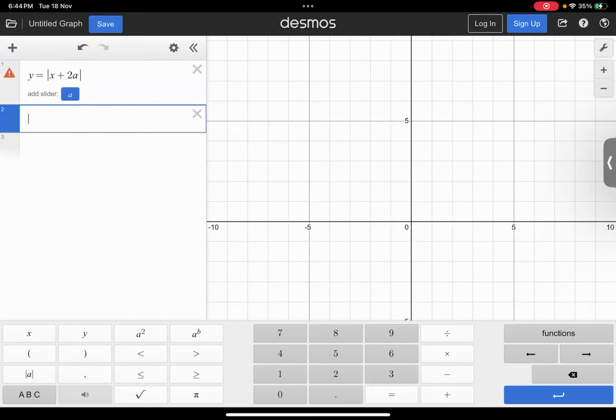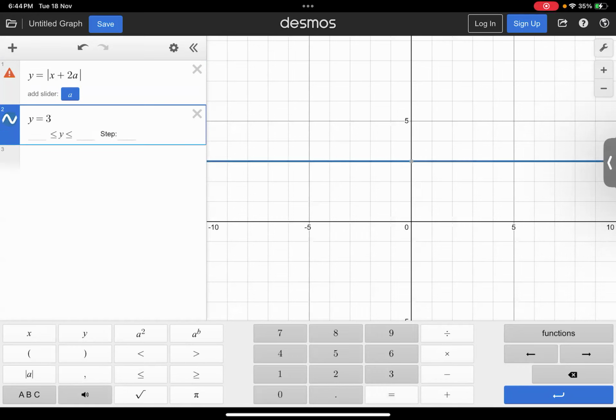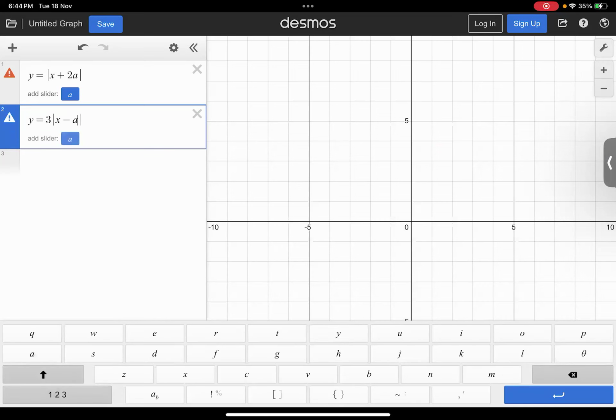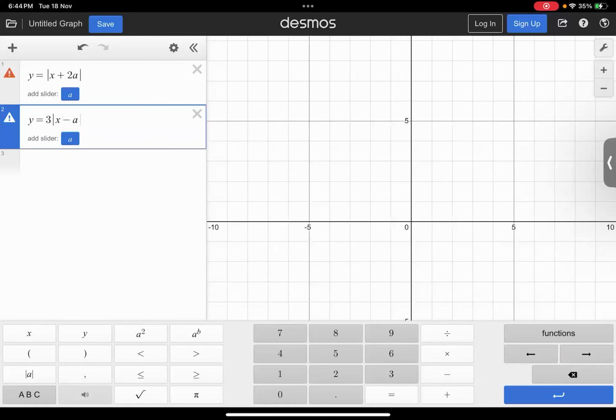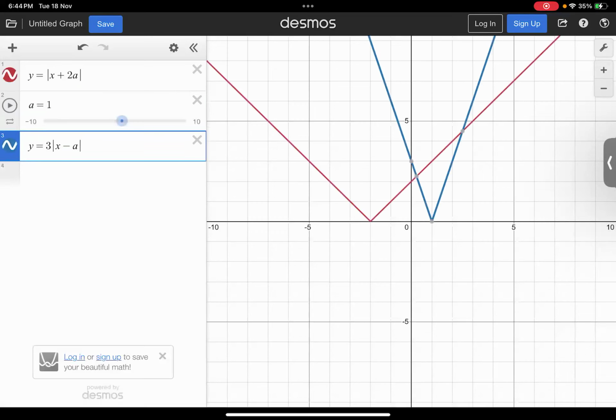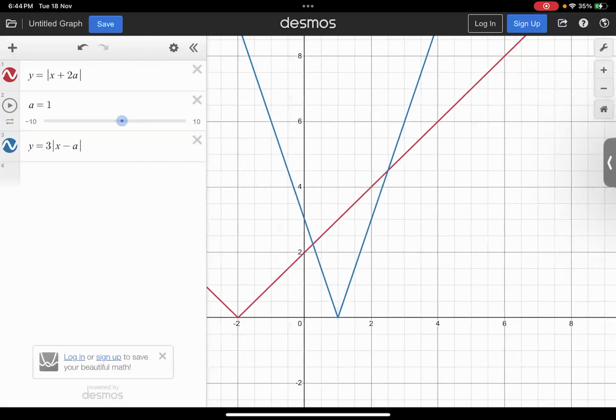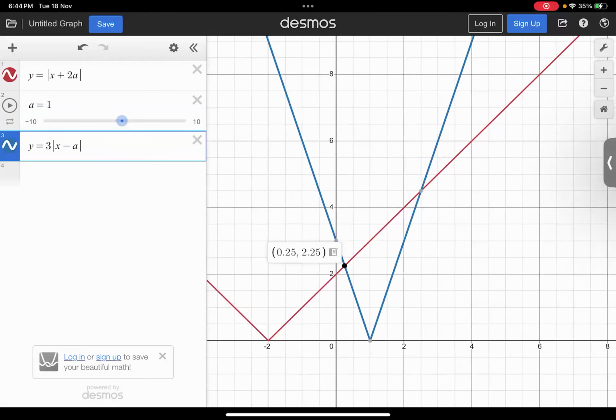And we have another function. The other function says that y equals 3 modulus of x minus a, and modulus close. And we have this as the function. So these are the two functions, if we are considering a as 1.